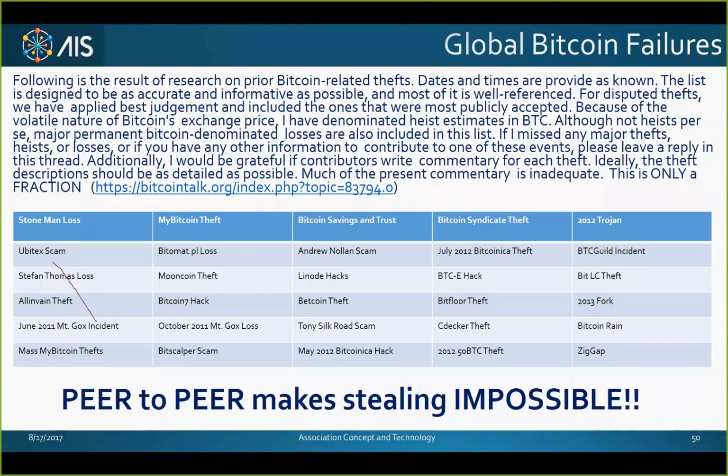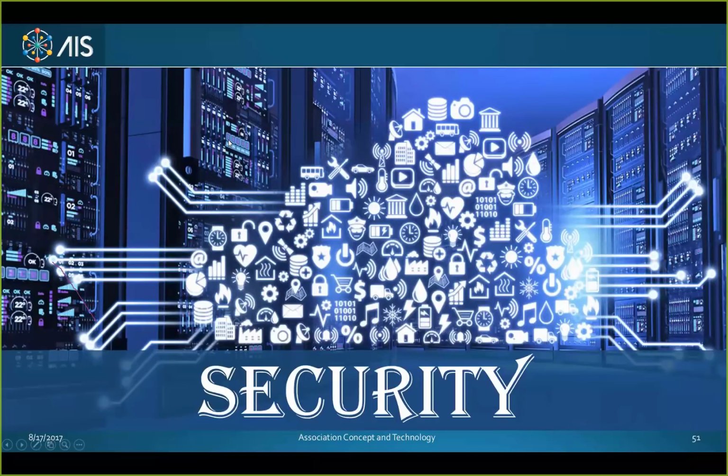I liken it to the tulip frenzy in the 1600s, when you could buy a house for a tulip bulb. This is some of the losses that have been incurred in the last few years. It's really quite astonishing. Close to $1.5 billion lost, stolen from these exchanges. And I think that the banks getting involved is going to make that even worse. But that's an opinion. Nonetheless, when you change this into a peer-to-peer solution, it makes stealing impossible. And I'll show you why.